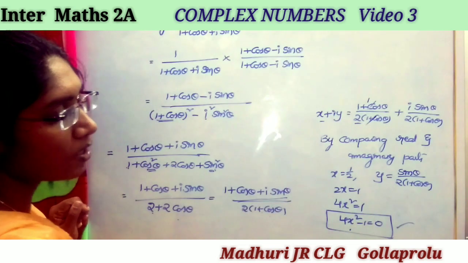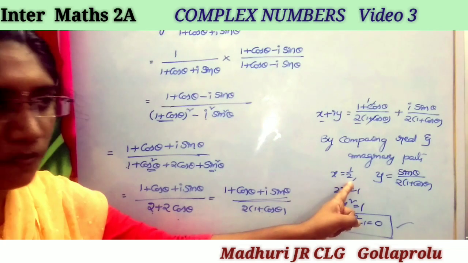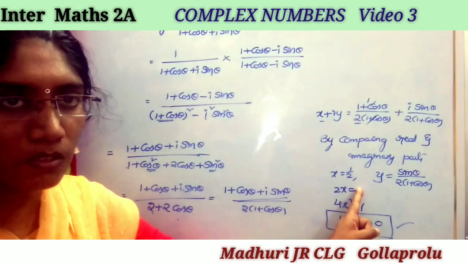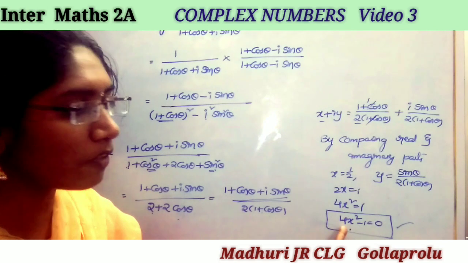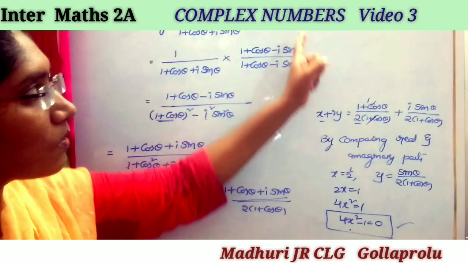This is the given question. So taking the real part value first, x is equal to 1 by 2, 2x is equal to 1, squaring on both sides, then we get 4x square minus 1 equal to 0. That's all, that is the answer.